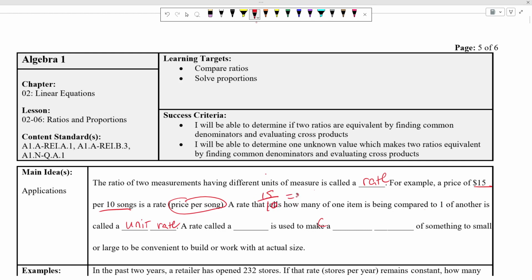So let me do that real quick. 15 over 10. Okay, that becomes, basically, 15 divided by 10. What is that?